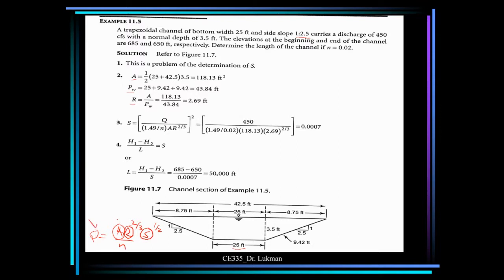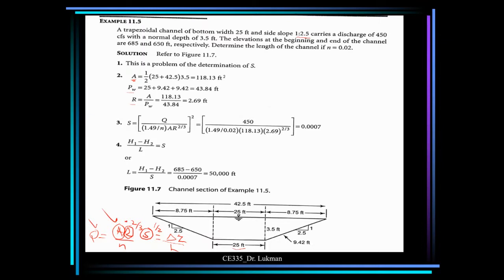Q is given, we can find A, we can find R, and S, that is the slope, can also be found from this. Then we use the definition of the slope, which is the change in elevation, delta Z, over L, because we want to determine the length of the channel. Which is what I just finished explaining now. So we need to start with the area, which is this one.